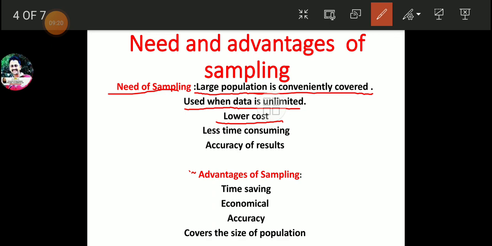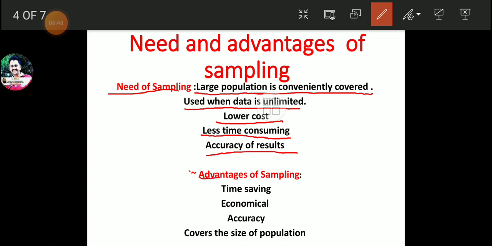Then less time is consumed, so it never consumes more time. In a short time we reach the conclusion or complete our study. Again, regarding accuracy of the results, if we use a very keen sampling method, then the results will definitely be accurate.